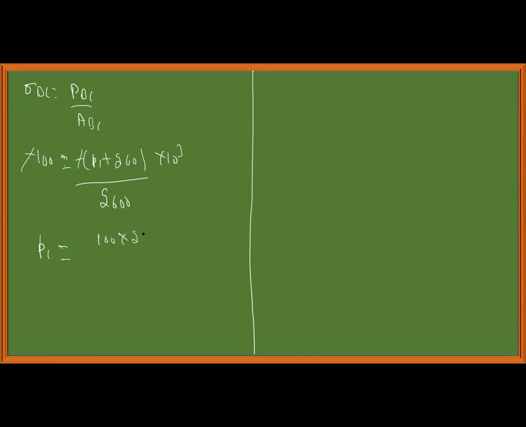100 into 2600 by 10 power 3, which is equal to 100 into 26 by 10, which is equal to 200 plus P1, 200 plus P1, which is equal to 10 times 100, 260, P1 is equal to 60 kilonewton. Are you getting this?